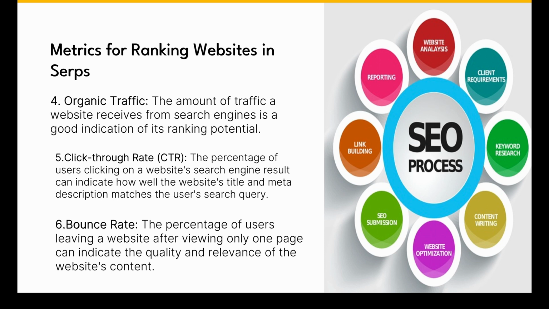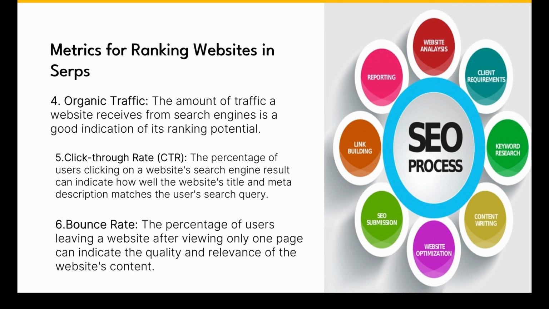The fourth metric is organic traffic. The amount of traffic a website receives from search engines is a good indication of its ranking potential. As such, if your website starts receiving traffic from organic search, it means your website is relevant to these users. And as such, Google is going to prioritize your website in future updates.